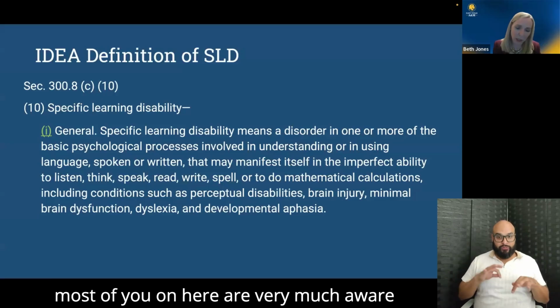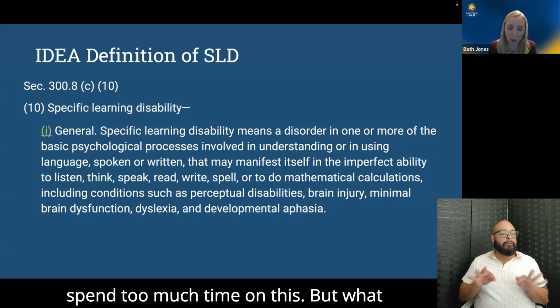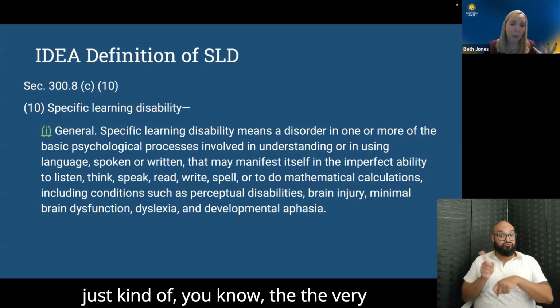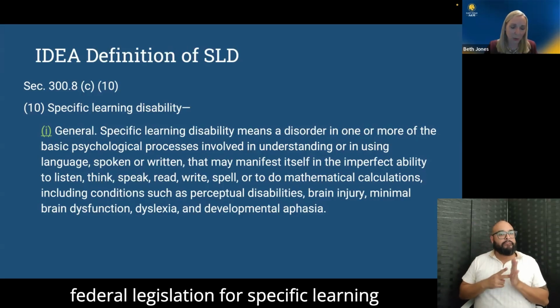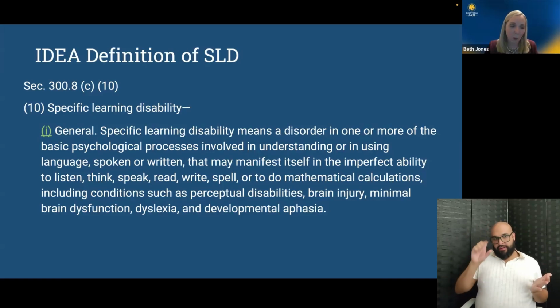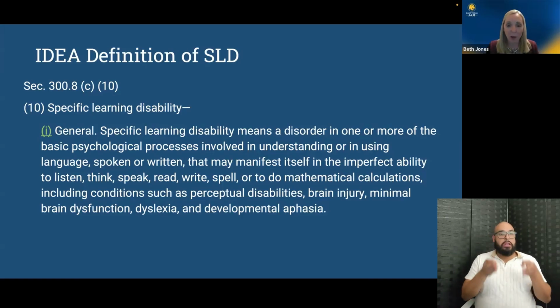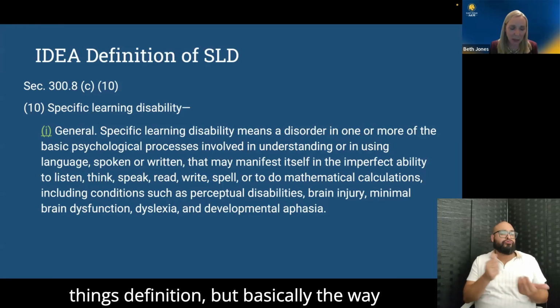And most of you on here are very much aware of the definition of SLD, so I won't spend too much time on this. But what we talk about when we present on this is the very broad nature of this definition that's in federal legislation for specific learning disability. Basically it's a very broad, all-encompassing, could be a lot of things, definition.